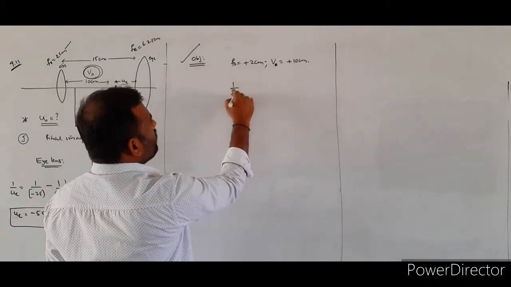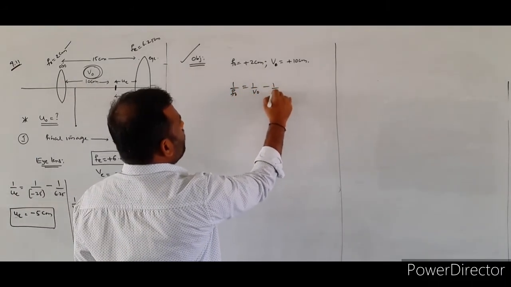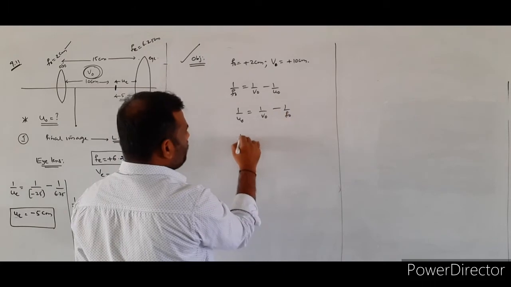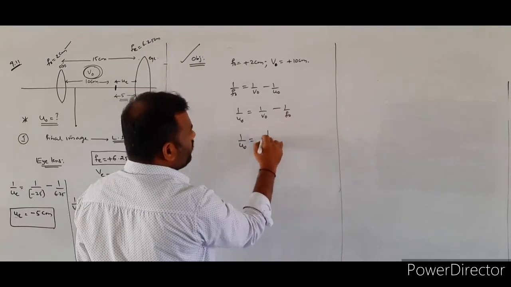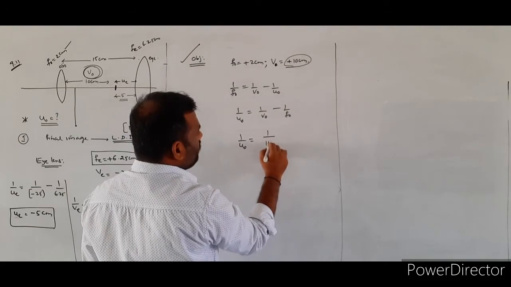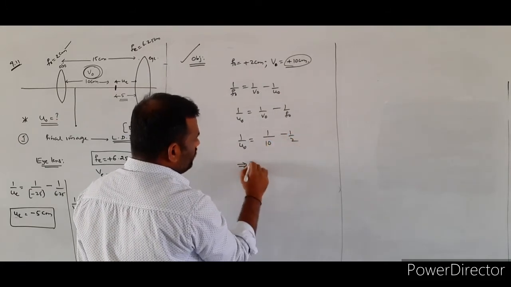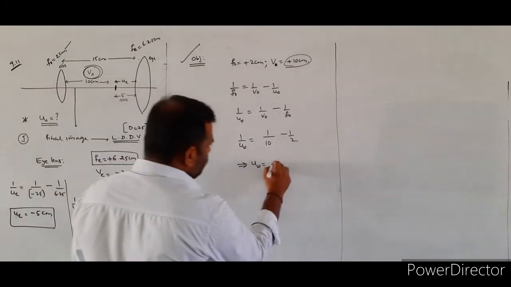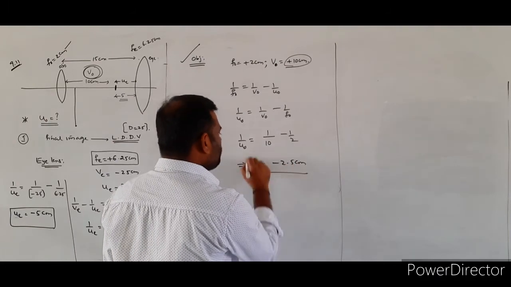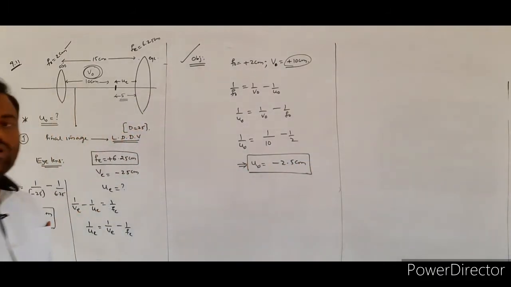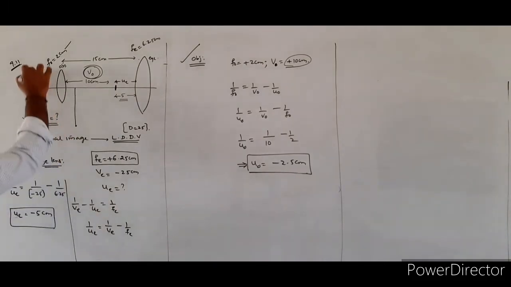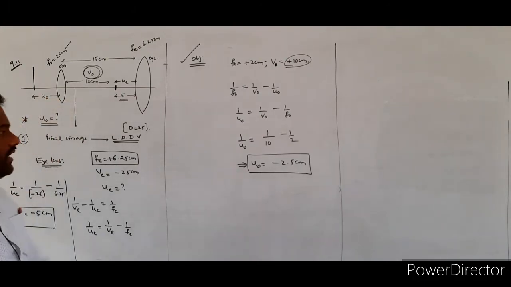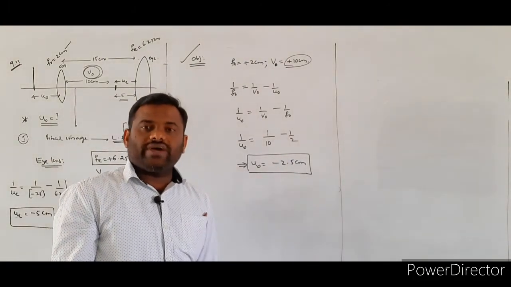From the lens formula, 1 by f naught is equal to 1 by v naught minus 1 by u naught. 1 by u naught is equal to 1 by v naught minus 1 by f naught. 1 by u naught is equal to 1 by 10 minus 1 by 2. If you simplify, u naught value is equal to minus 2.5 centimeter. That means in front of the objective lens, the object will be placed at u naught equal to minus 2.5 centimeter.